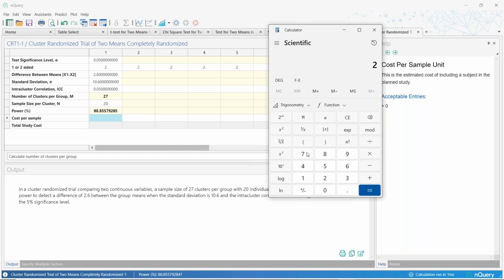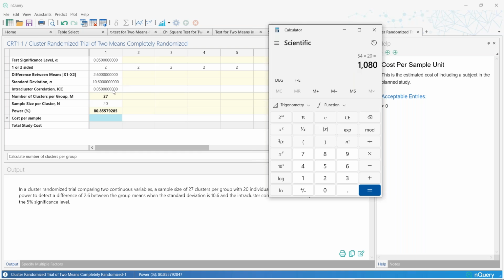So if we take 27 per group, multiply that by 2 to get the total number of clusters, and multiply that by 20, you can see that the substantial increase in sample size is very obvious, and that's for a fairly trivial case where the ICC was fairly low.